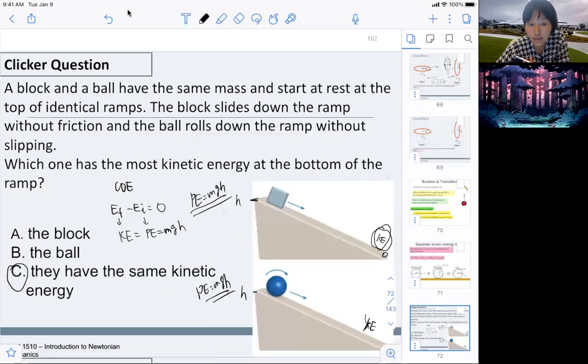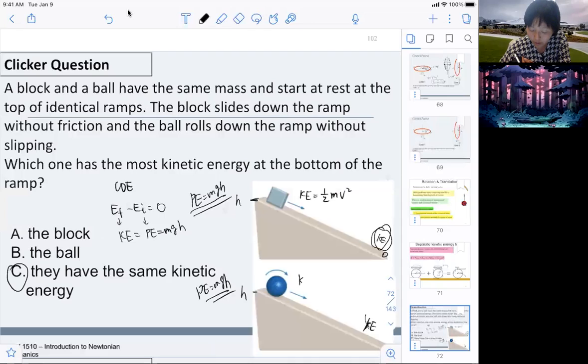Now you can see that they all have the same kinetic energy, but they may decide to use that kinetic energy differently. The block uses all that kinetic energy to do translation, to move down. So all that kinetic energy is just going to be 1/2 mv squared, because there's no spinning, just translational motion downward. The ball would be translating and rotating at the same time.